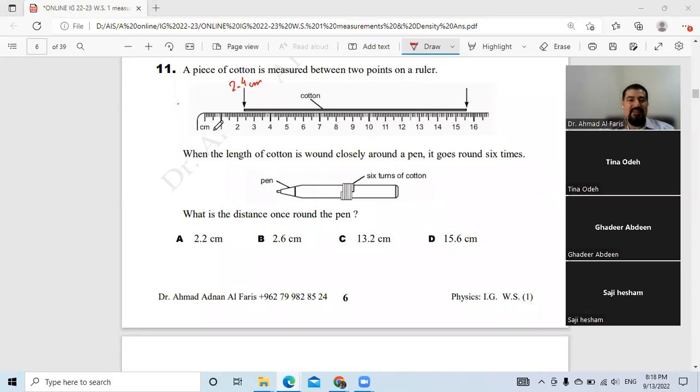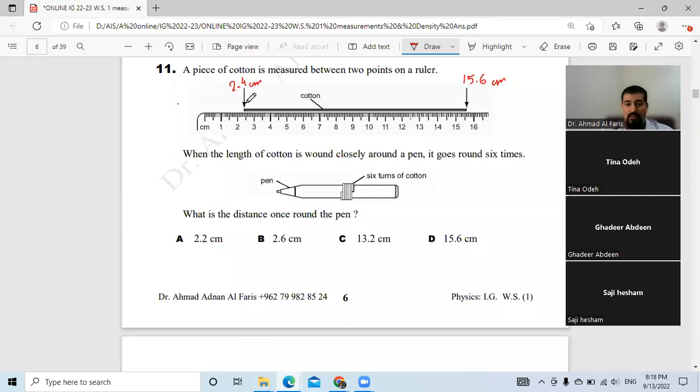Okay, so 2.4 and the final position is 15.6 centimeters. So from 2.4 centimeters, this is the first position. It didn't start from 0.